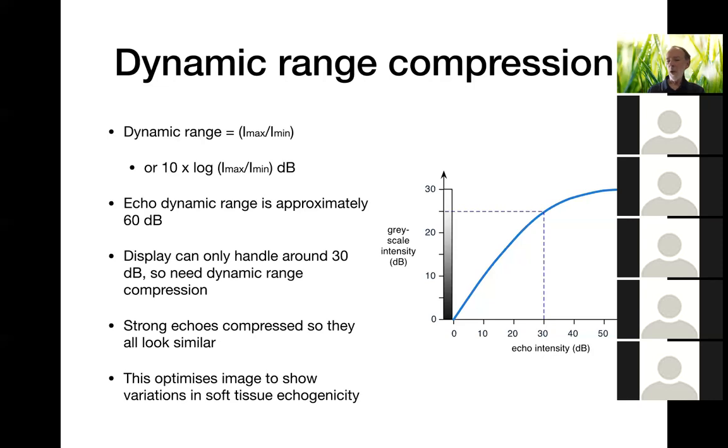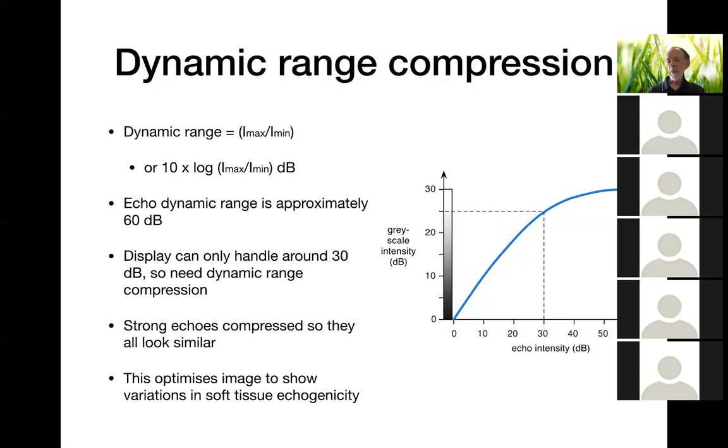If you now look to the right of that 30 dB mark on the horizontal axis, that's all the strong echoes. So that's going to be echoes predominantly coming from reflections from tissue interfaces. And you can see that on the display, those are spread over just the range from 25 to 30 dB. In other words, light grey to white.